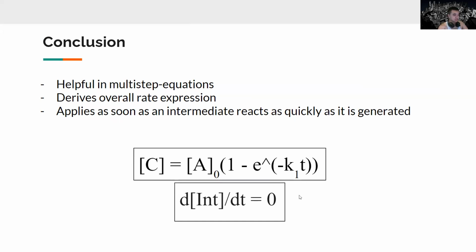And as you can see, this top one helps you find the concentration of the end product, and this one helps you find the concentration of the intermediate, because it equals 0, since the intermediate is consumed faster than it is being generated. Yeah, that's about it.